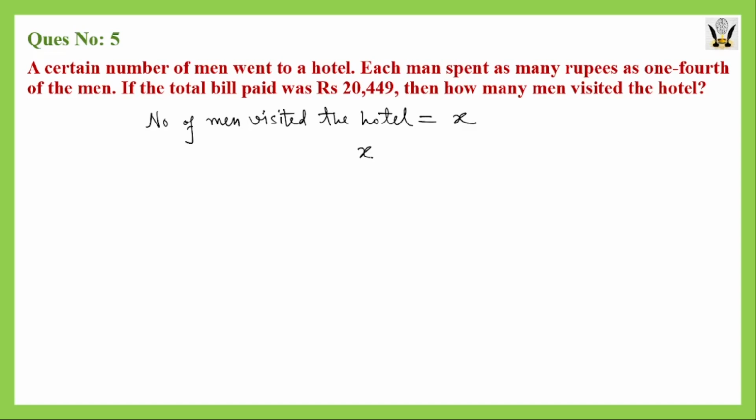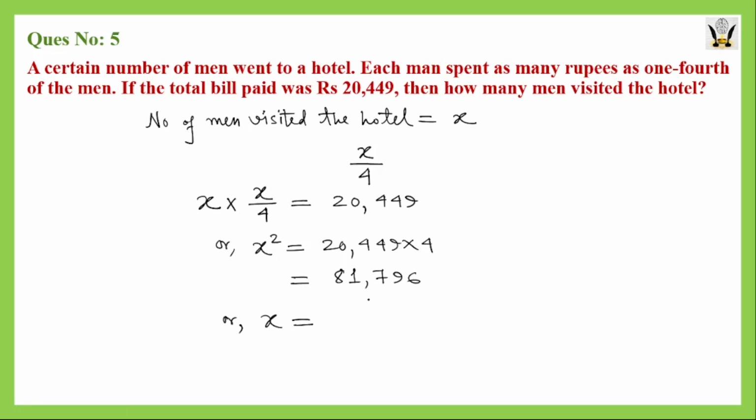So if the total number of men is x, that means x by 4 was the amount spent by each man. So what will the total amount be? x men, and each man spent x by 4 rupees. So in total it will be 20,449. This will be our equation, and we need to simplify it. So the value of x squared is 81,796, and the value of x after simplifying will be 286. So that is the total number of men who visited that hotel.